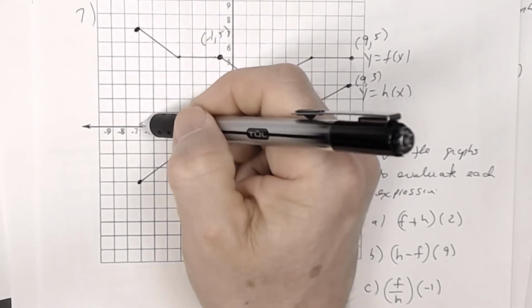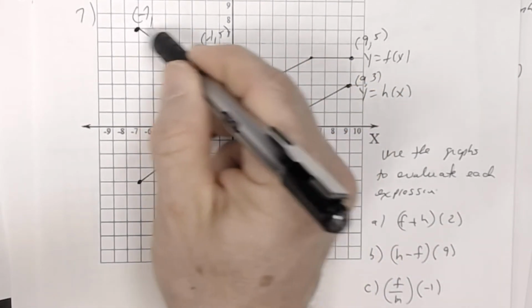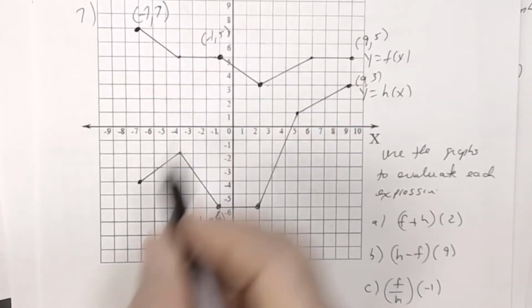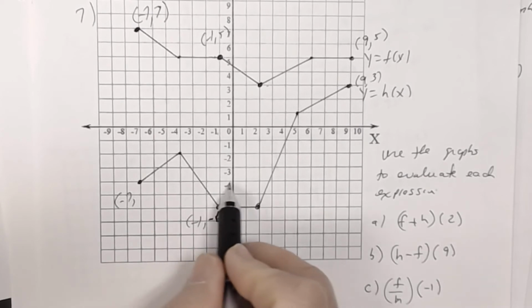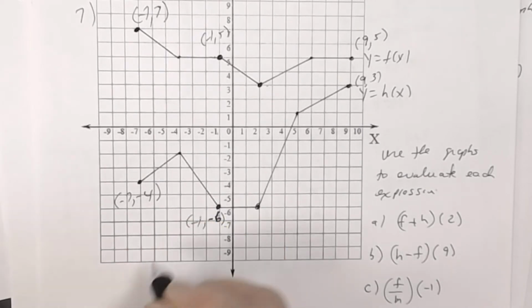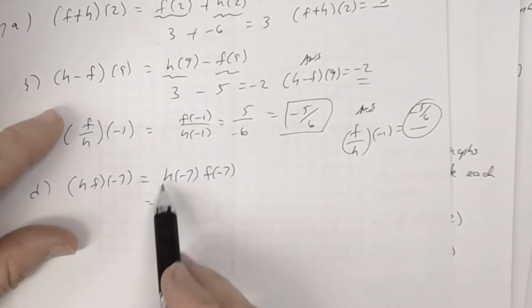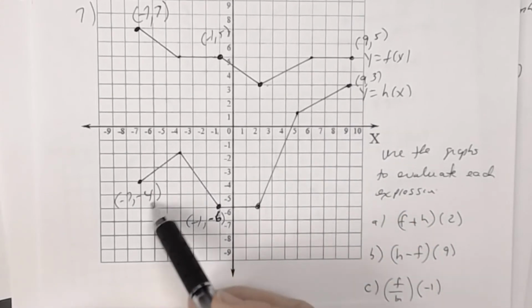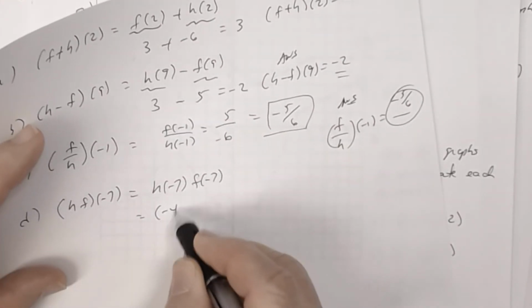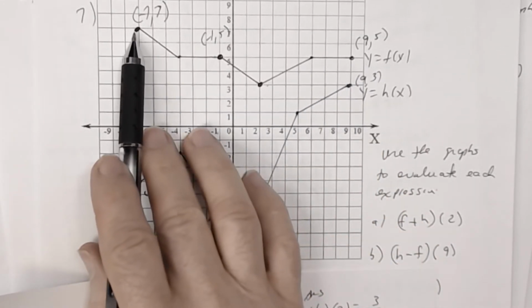So meaning that this point right here is negative 7, comma, and then what's that y value? That's 7. And this here, the coordinates of that point is negative 7, comma, negative 4. All right? And so h of negative 7, when x is negative 7, I go to my function h, that's this one, that y value is negative 4, times f of negative 7, so I go to my function f, and when x is negative 7, that y value is 7.